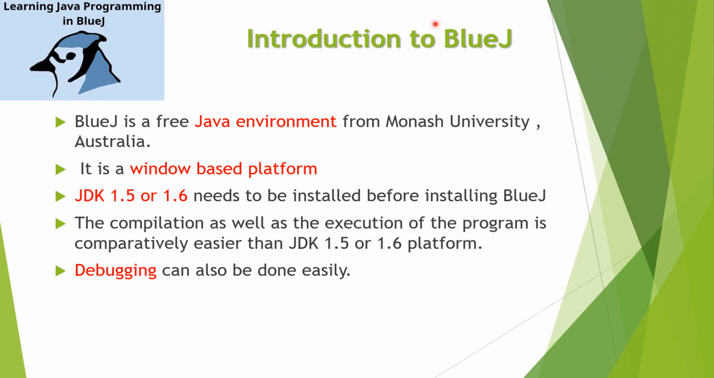Introduction to BlueJ. So whatever programs we will make, we will run on BlueJ. Fine. And in the next video, I'll show you the practical of how to run a Java program on BlueJ. So today we will see what is BlueJ and what are the features of BlueJ. BlueJ is a free Java environment from Monash University, Australia. It is a window-based platform. Fine. JDK 1.5 or 1.6 needs to be installed before installing BlueJ.